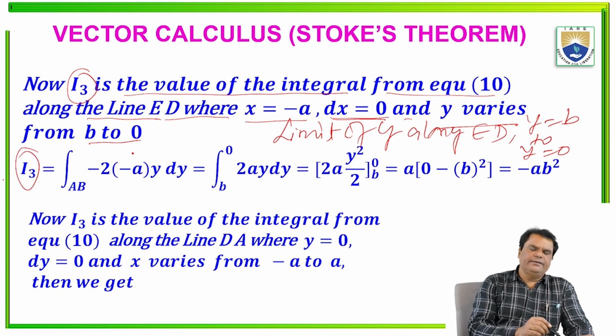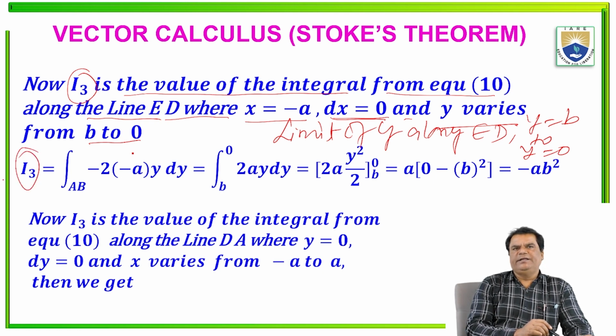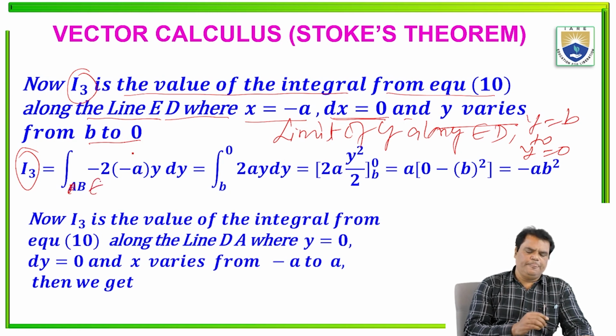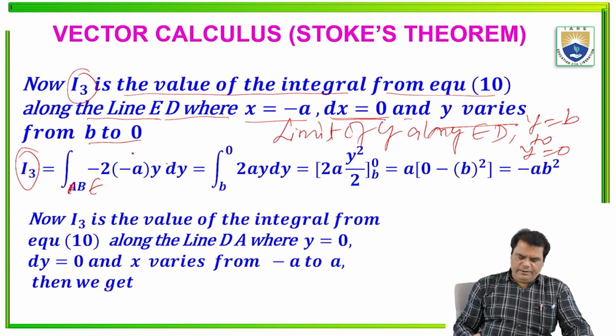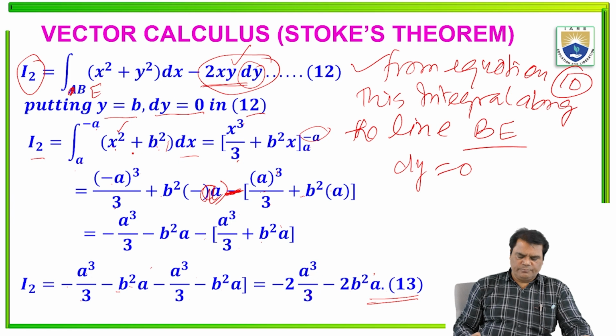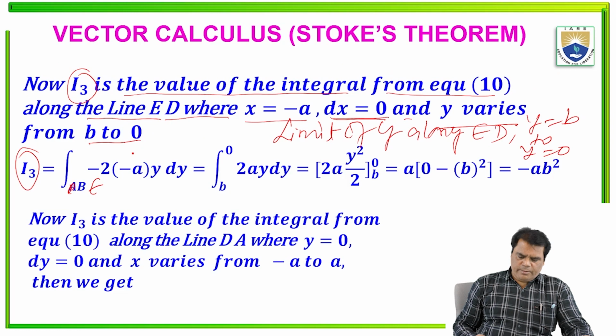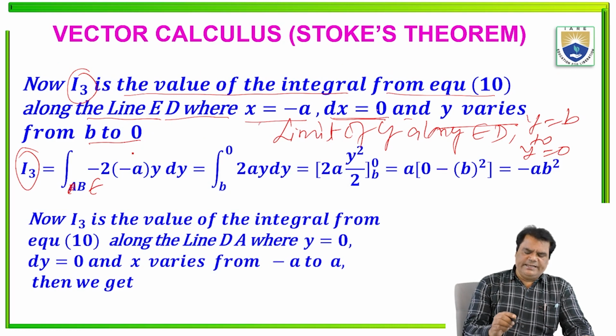So I3 is the value of the integral along BE. Here, the limit of y, putting the value in equation 10: the value of dy is 0. Here x equals minus a, so dx equals 0. Putting this in equation 10, dx is 0.